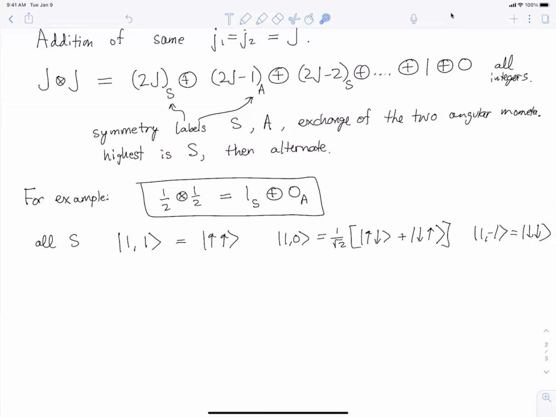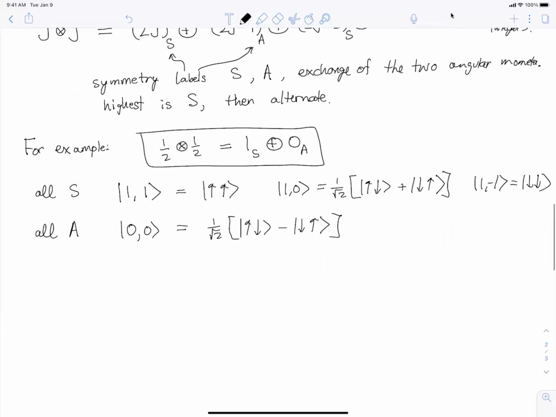And then there's the all anti-symmetric case, which is the spin 0. There's only one state like that, but that's, remember, 1 over square root of 2, up arrow, down arrow, minus down arrow, up arrow. Okay, and so if I start with this state and I interchange those two spins, then I'm just changing up arrow, down arrow into down arrow, up arrow. And now it's anti-symmetric because I get a minus sign when I do that.